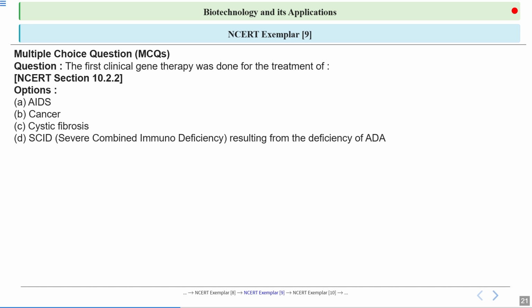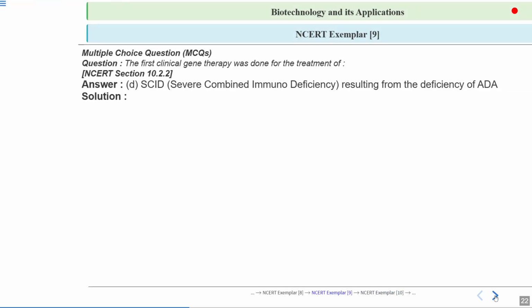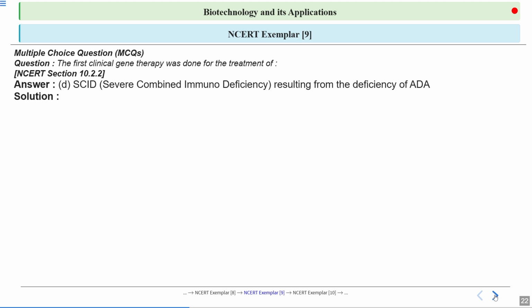So the next question is also a multiple choice question. It says the first clinical gene therapy was done for the treatment of, meaning the first gene therapy happened for which disease? This is from NCERT section 10.2.2. Options are AIDS, cancer, cystic fibrosis, or last, SCID, that is severe combined immunodeficiency resulting from the deficiency of ADA, that is adenosine deaminase. So the answer is option D, that is SCID.